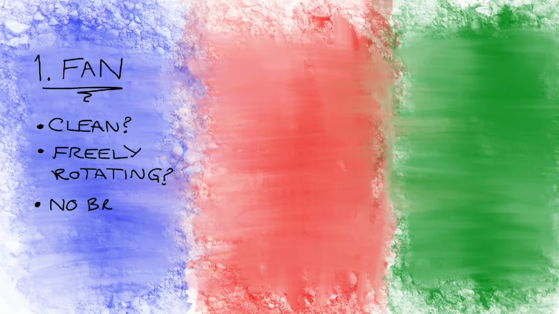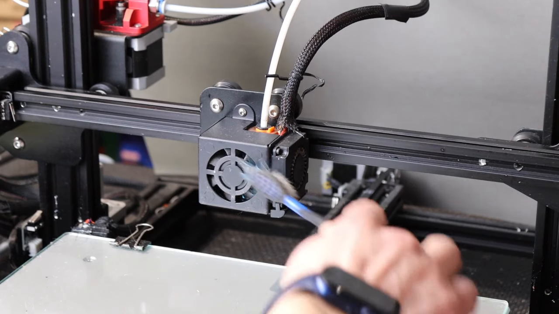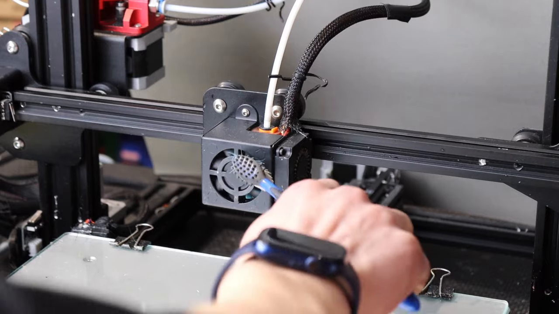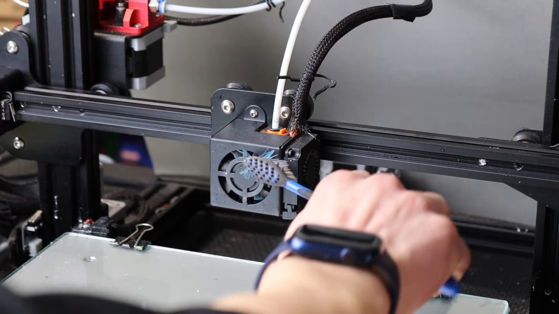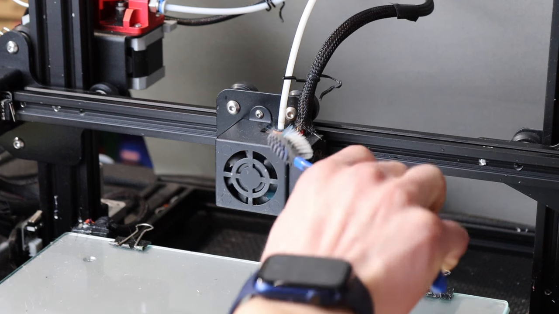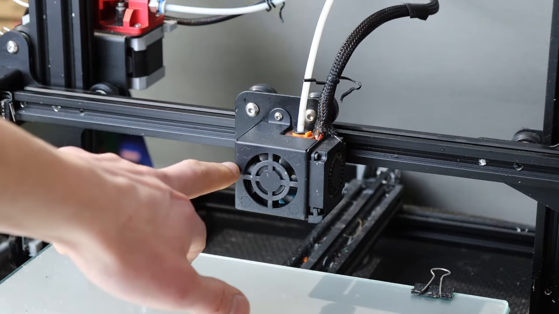We need to check the fan is clean, freely rotating, and of course has no broken blades. If it's dusty, it's never a bad idea to give it a little brush. If the fan is particularly dirty, and from time to time anyway, it's a good idea to completely remove the outer casing and clean in behind. You'll be amazed the amount of dust that can build up over time, especially if you're printing in a dusty environment. You see, at the moment the fan is stopped.